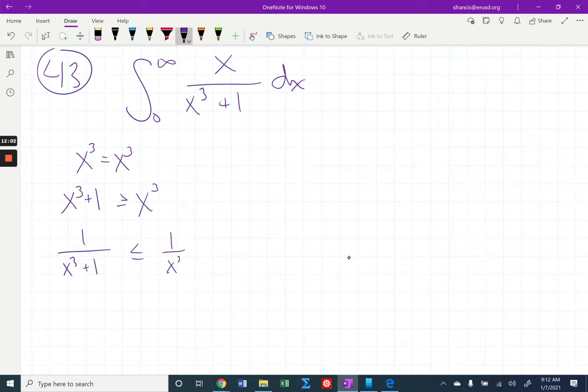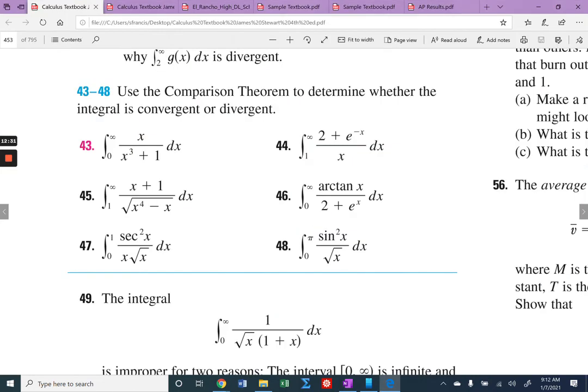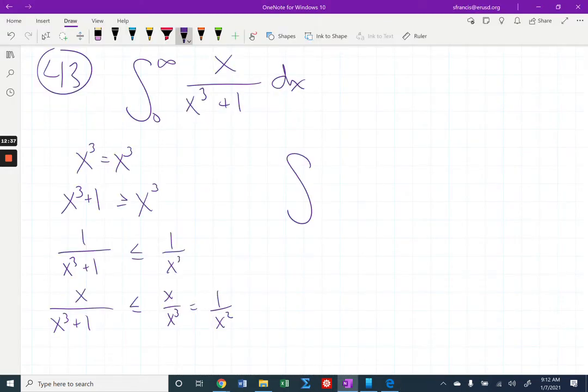And x is non-negative, because x is on the interval from 0 to infinity. Those are the limits of integration, so that's the interval we're looking at. So x is already non-negative, so I can multiply both sides by x and not destroy the inequality here. So I get x over x cubed, but x over x cubed is 1 over x squared. So we need to look at, is it really from 0 to infinity for 43? It is. That is interesting. Okay, so this is the integral from 0 to infinity of 1 over x squared dx.